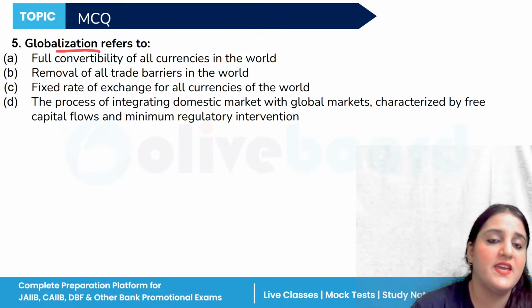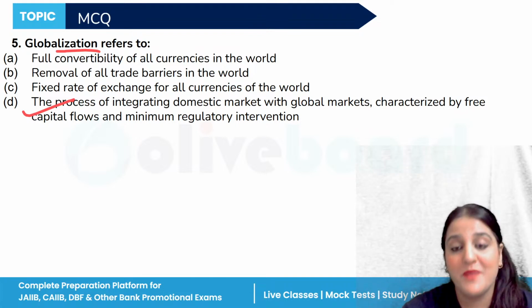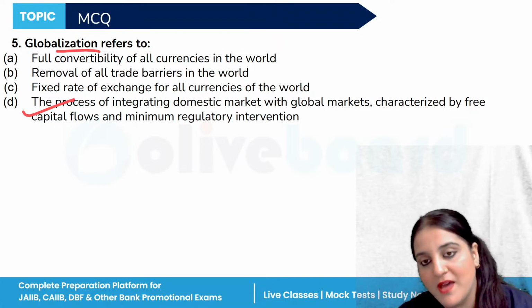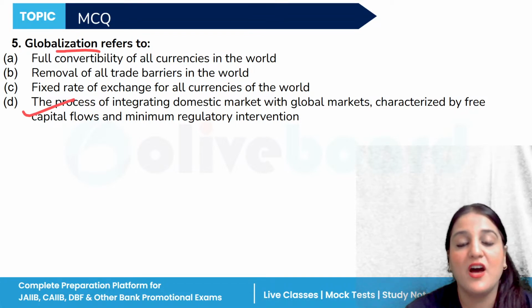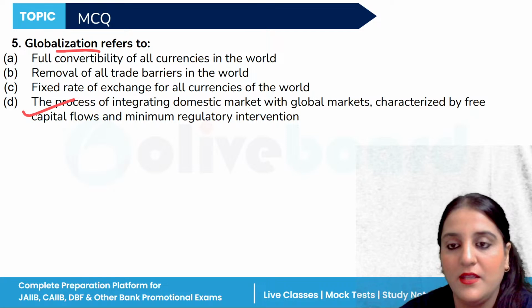Globalization also fosters interconnectedness and encourages economic integration at a global level. So we can say here the correct answer is the process of integrating the domestic market with the global market, which is characterized by free capital flows and minimum regulatory intervention. So option D is correct here.